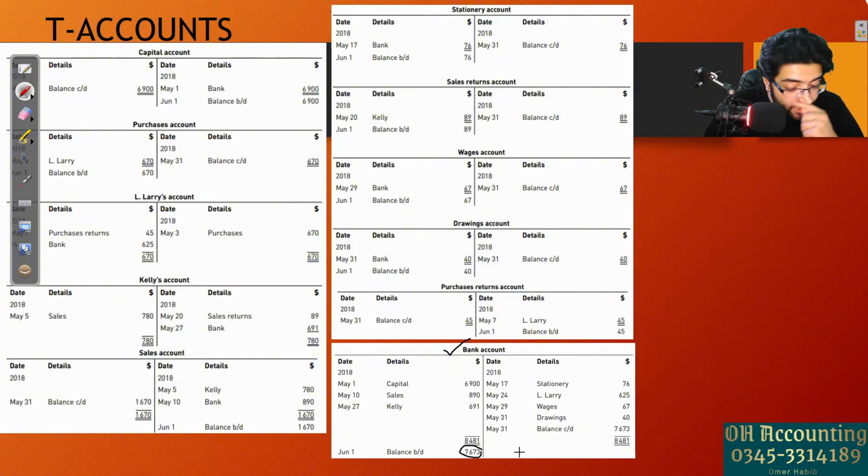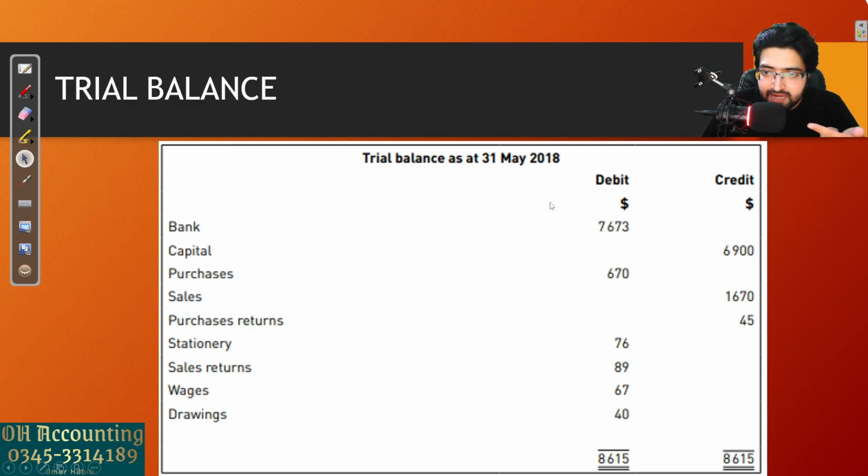Okay. So for example, when I write bank in the T account, I will show only 7673. Okay. I will not show all these values here, these values here. No, only the final balance left over in the bank account, and this balance is coming on the debit side, so I will record it on the debit side in the trial balance as well. Okay, let me show you the trial balance. This is a trial balance, and as you can see, I have written bank here, and then on the debit side I have written 7673.